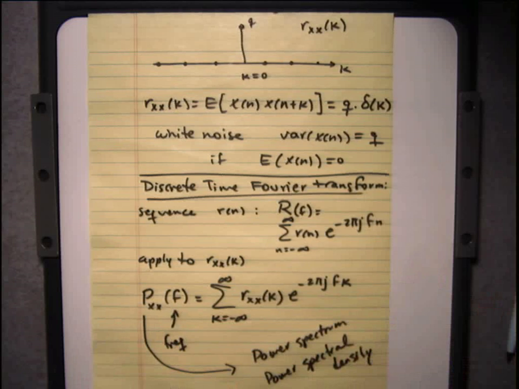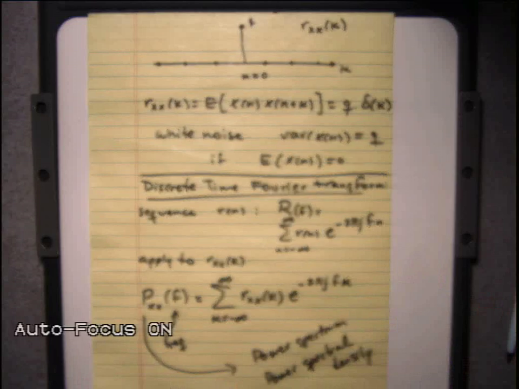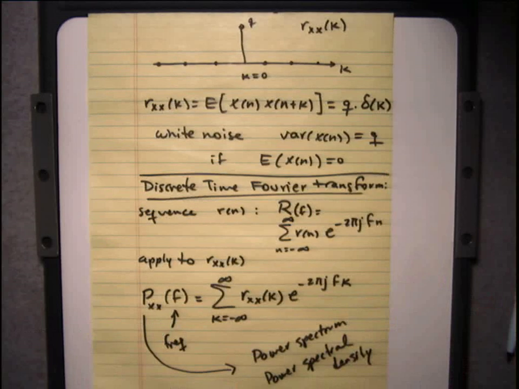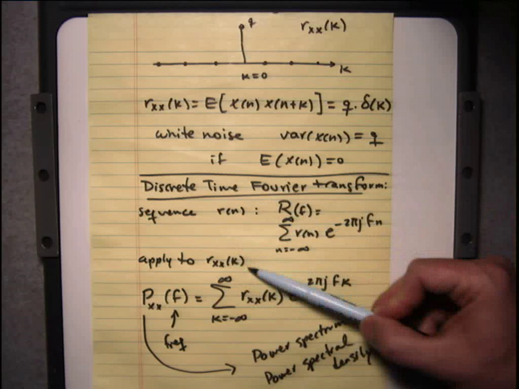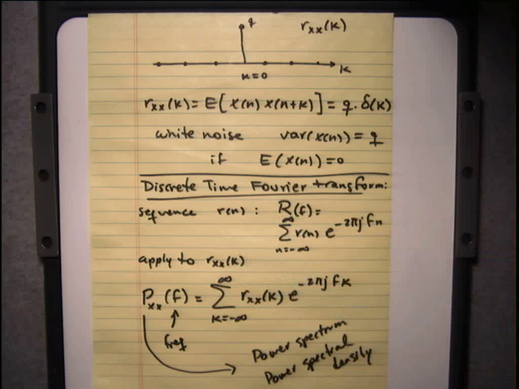But why do we do this? Well, there are several reasons. One of them is that the function Rxx k, remember, is real and symmetric. And therefore, the discrete time Fourier transform tells you a lot about it. The discrete time Fourier transform is a very useful tool to extract information about the periodic properties of these types of functions. So this is something we use very often.